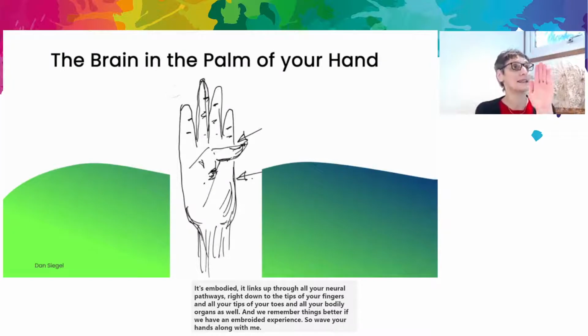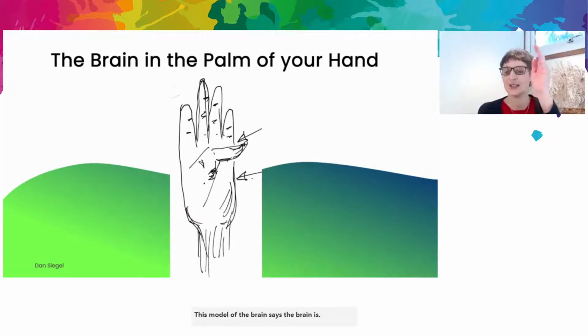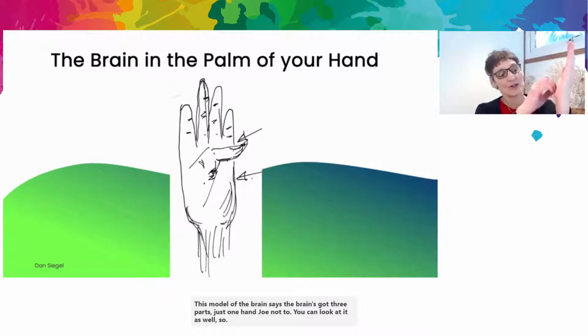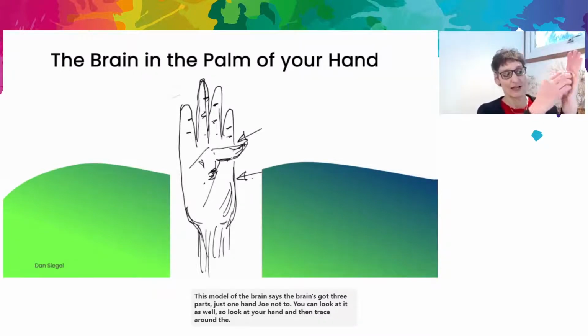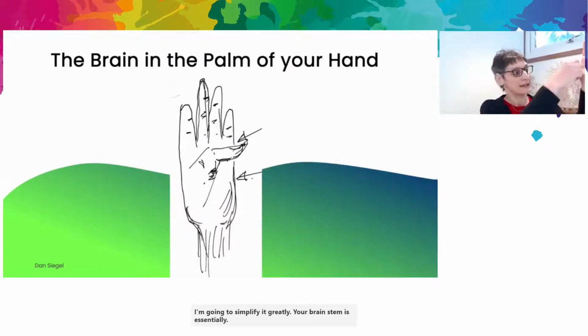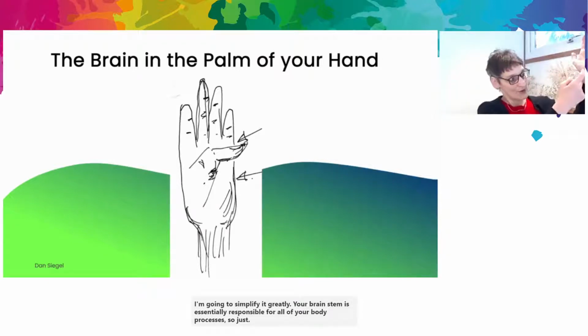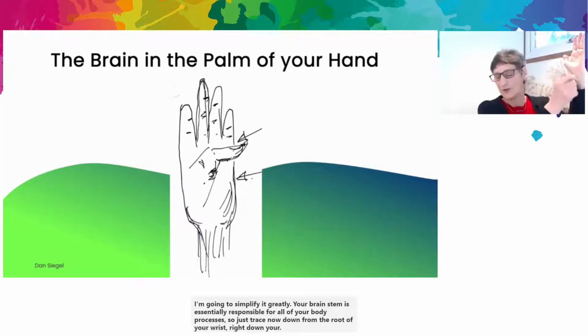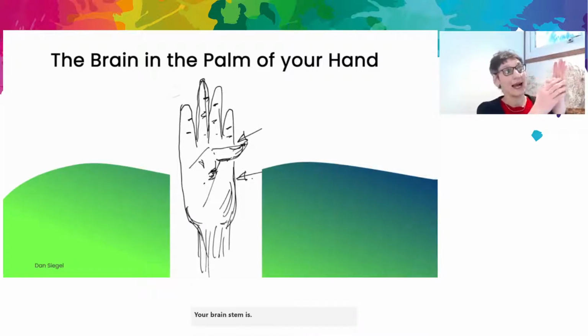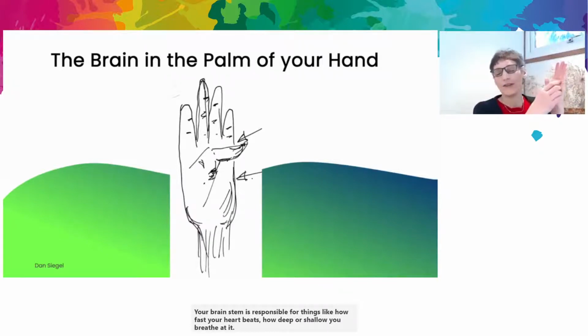And this model of the brain says the brain has got 3 parts. Just one hand, Joe, not 2. You can look at it as well. So look at your hand and then trace around the palm of your hand with the fingers of your other hand. In this model of the brain, the palm of your hand represents your brain stem. I'm going to simplify it greatly. Your brain stem is essentially responsible for all of your body processes. So just trace now down from the root of your wrist right down your forearm. You can see how, as I said, through all those neural pathways, it links to the whole of your body. Your brain stem is responsible for things like how fast your heart beats, how deep or shallowly you breathe, and lots and lots of your other bodily processes.